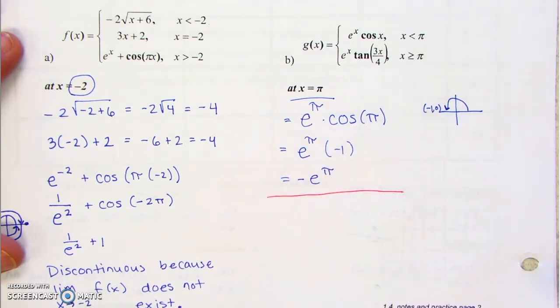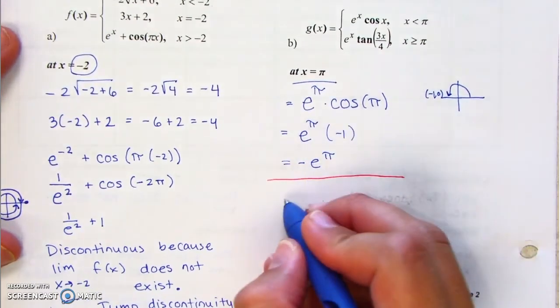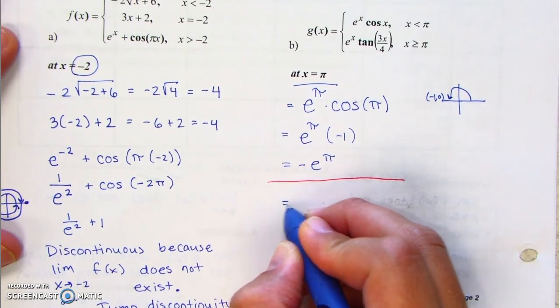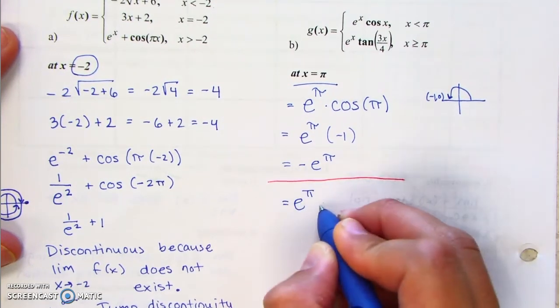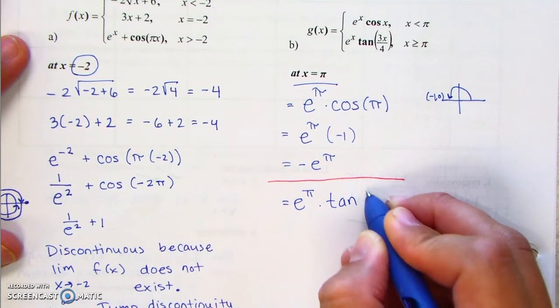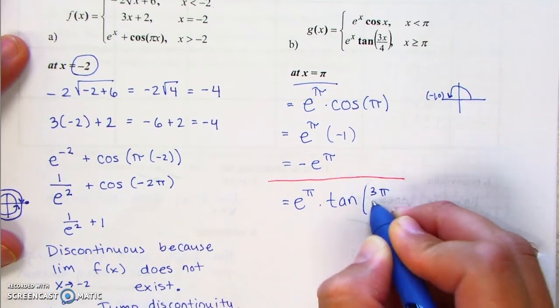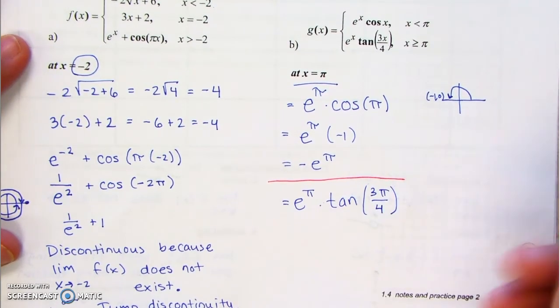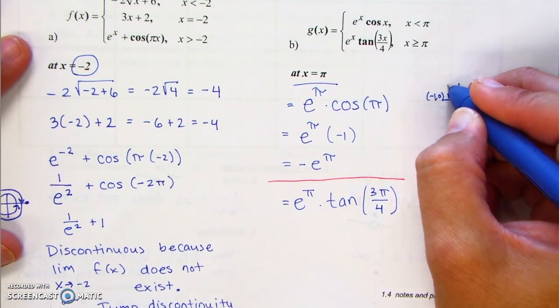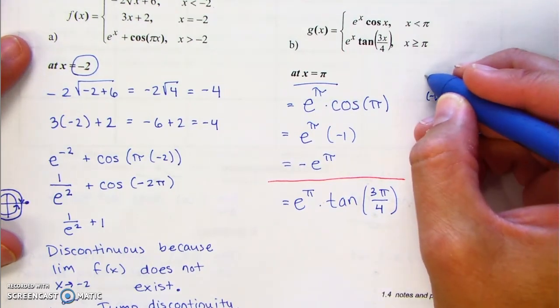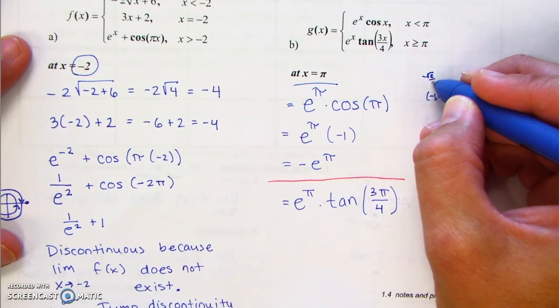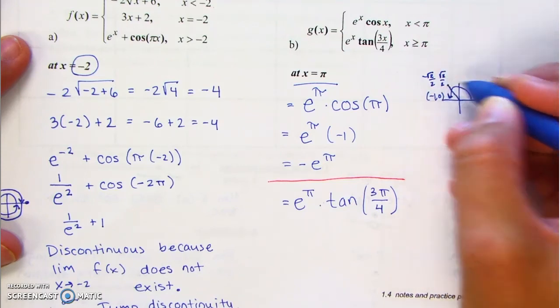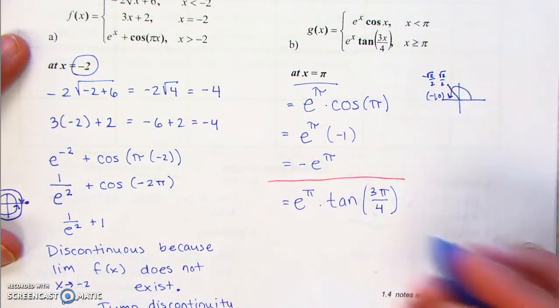Let me work with the bottom function. Oh, I better get this. I have a minute. Let's see here. E to the pi times the tangent of 3 pi over 4. Quickly. The tangent at 3 pi over 4, well, this coordinate point is -√2 over 2, and this is +√2 over 2, so the tangent is actually -1.